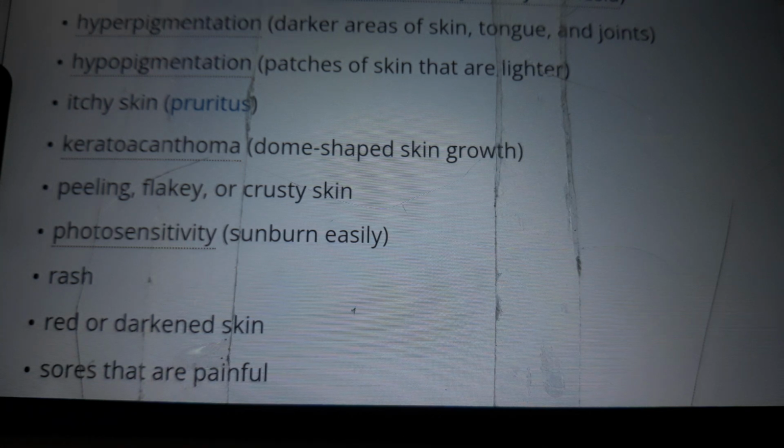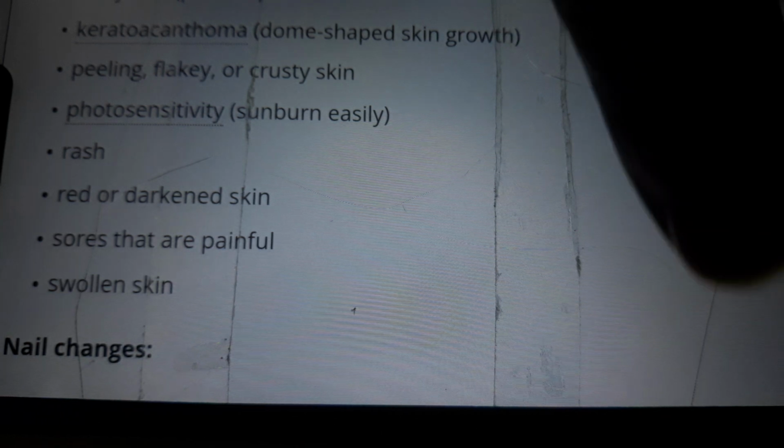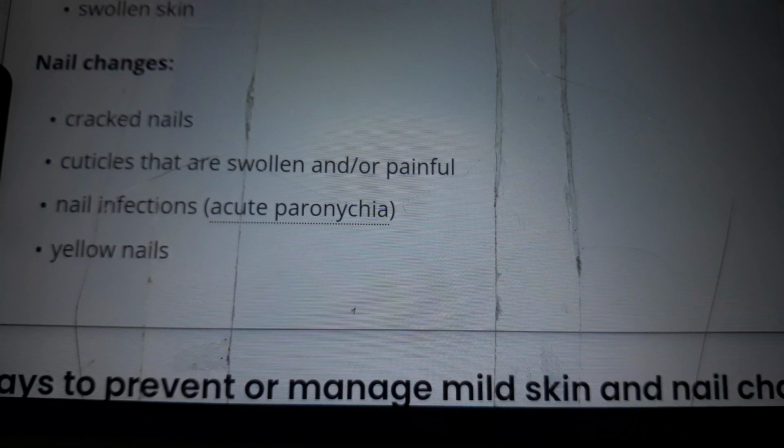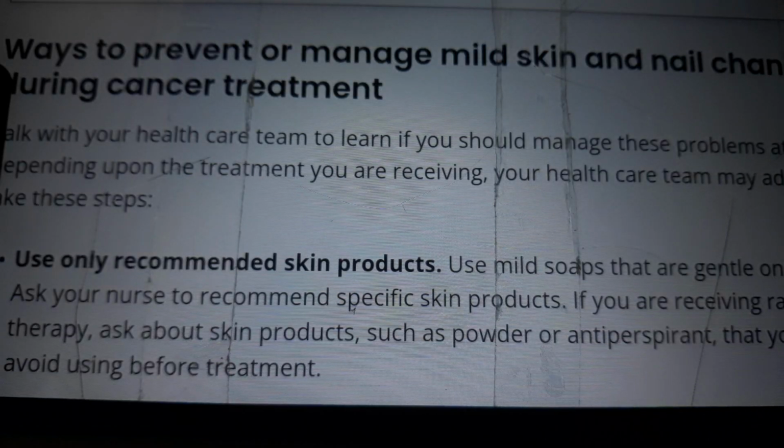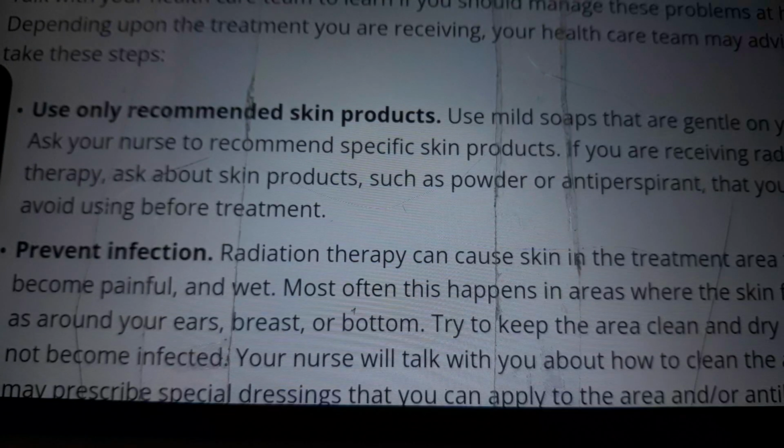Keratoacanthoma, dome-shaped skin growth, peeling, flaky or crusty skin, photosensitivity, sunburn easily. Rash, red or darkened skin, sores that are painful, swollen skin. Nail changes would be cracked nails, cuticles that are swollen and or painful. Nail infections, acute paronychia, and yellow nails. Ways to prevent or manage mild skin and nail changes during cancer treatment. Talk with your healthcare team to learn if you should manage these problems at home. Depending upon the treatment you are receiving, your healthcare team may also advise you to take these steps.